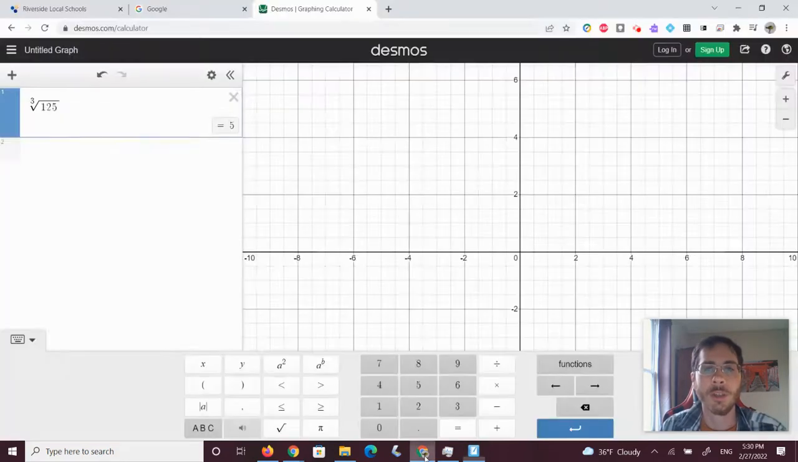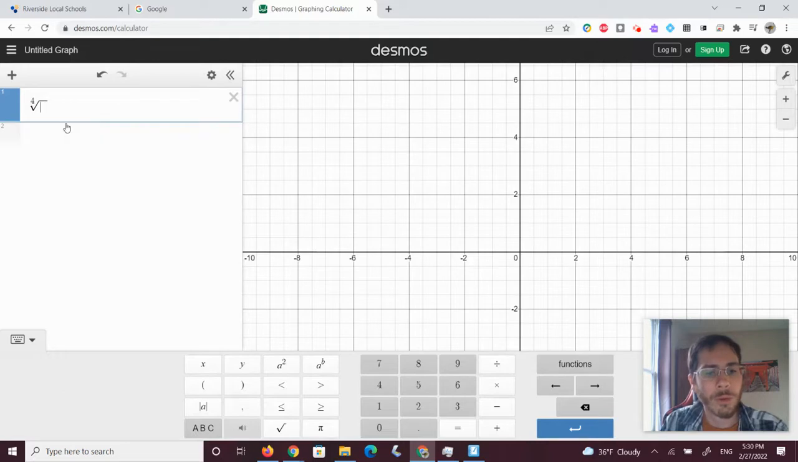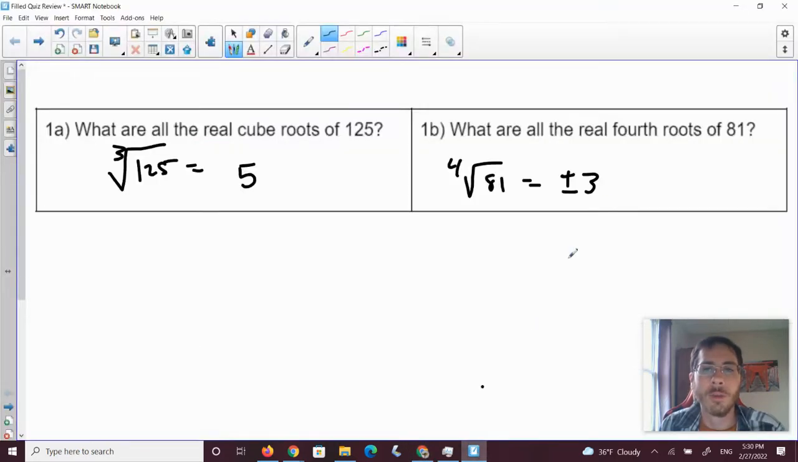If you have to double check, you can come over here, the fourth root of 81, and you can see we only get 3 as a result. You have to remember the plus minus for the even ones. If it's odd, remember our functions, the odd ones are just functions themselves. The even ones, though, you can get 2 results. So we have to make sure that we do that.